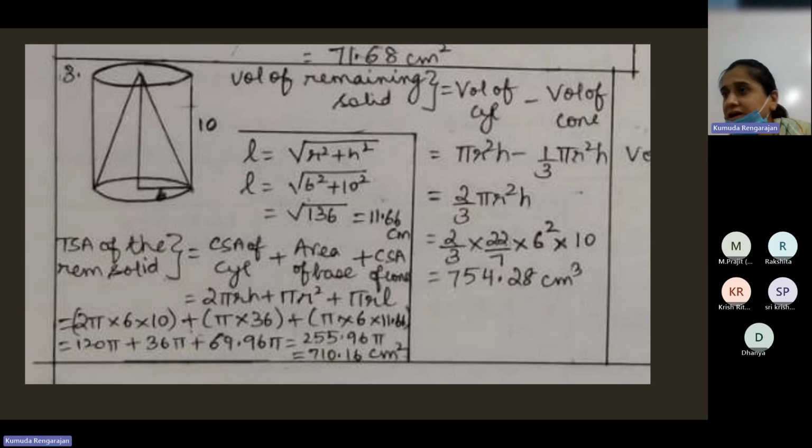Yeah, now any questions regarding the remaining surface, children? No? All right.